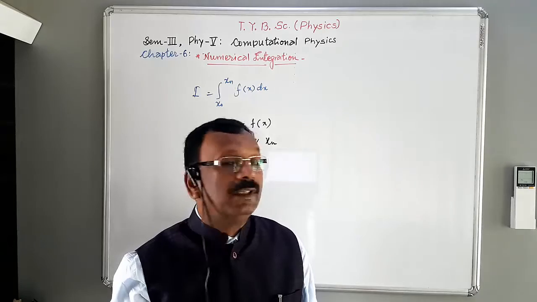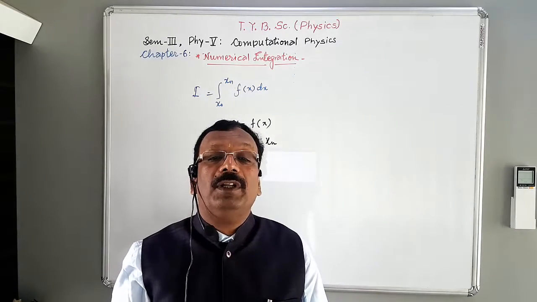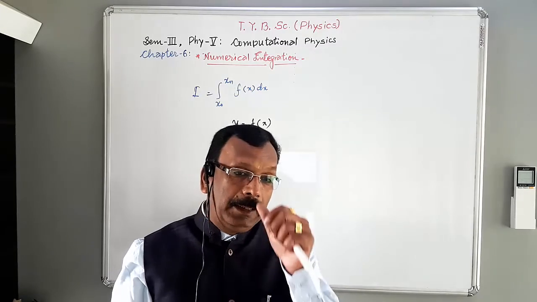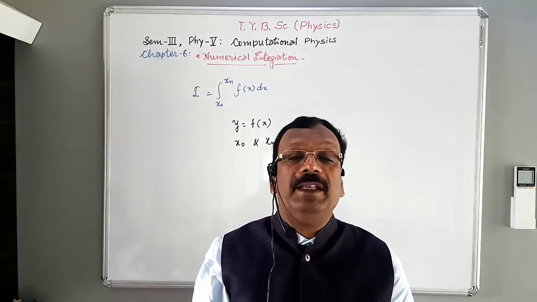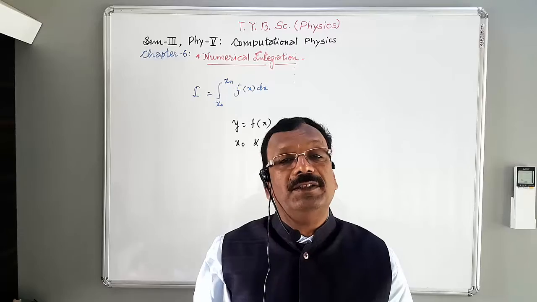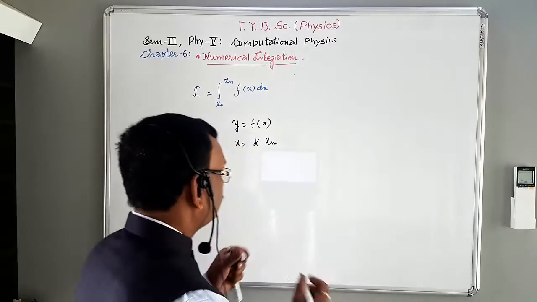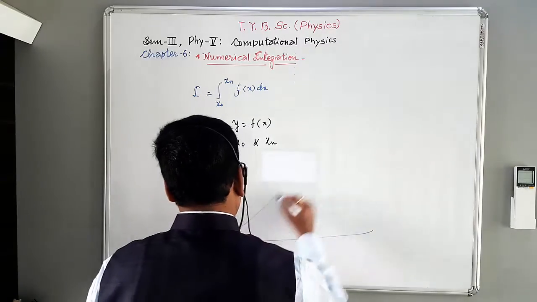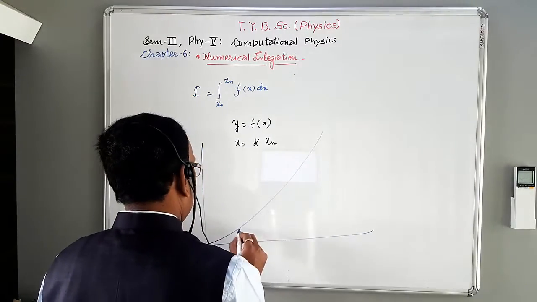This area can be determined by plotting the function on graph paper containing grids and finding the number of grids under the desired boundaries, like this. These are the grids.